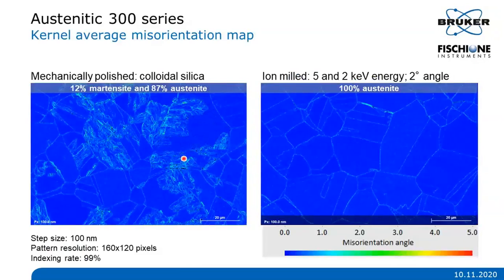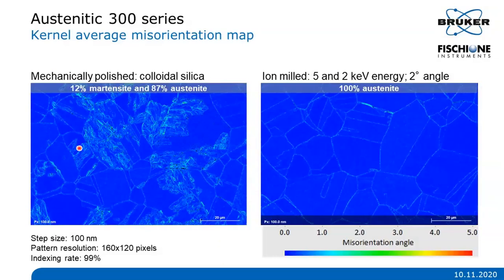Another way to test sample preparation quality is to use kernel average misorientation maps. The KAM shows the average orientation change, or misorientation, between each pixel and its neighbors. We typically use a kernel size of 3 by 3 pixels and 5 degrees as the threshold angle for any KAM map that you will see in this presentation. The KAM reveals the local misorientation changes, so subgrain boundaries and local plastic strain. If the sample was poorly prepared, we would see misorientation along scratches. For instance, here on the left, we can see that martensite contains a lot of dislocations as compared to austenite. And on the right, we can see that there is no deformation induced by the broad ion milling preparation.